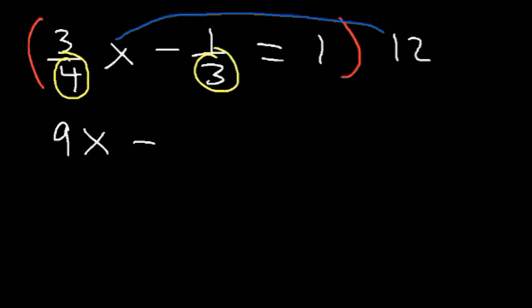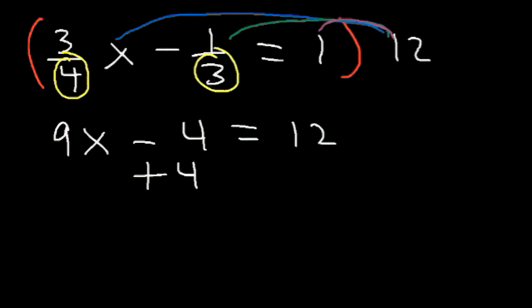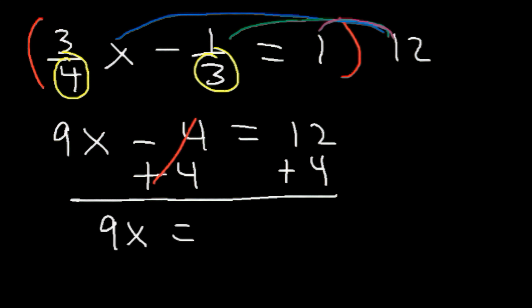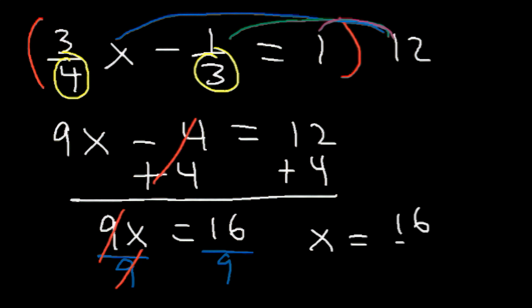Now what's 12 times 1/3? 12 times a third is the same as 12 divided by 3, which is 4. And then 12 times 1 is 12. So let's add 4 to both sides. 12 plus 4 is 16. And if we divide both sides by 9, we can see that x is equal to 16 over 9.